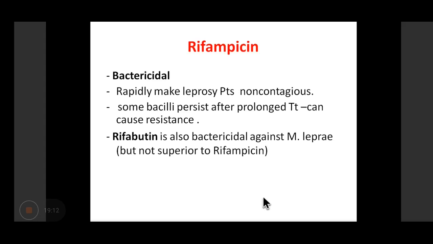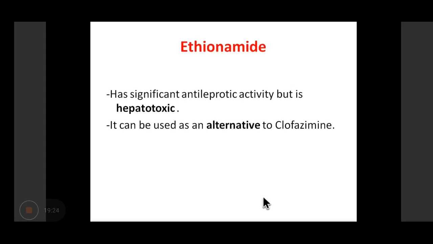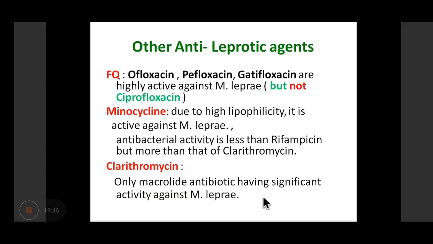Rifampicin we already discussed in ATT, bactericidal we know, and rifabutin is another agent. As I said, rifampicin, rifabutin, rifapentine are the three congeners. Then ethionamide, it has also significant antileprotic activity, but it is hepatotoxic, and it can be used as an alternative to clofazimine. Where you cannot use clofazimine, you can use ethionamide. You can say it is a second line, a reserve drug for treatment of leprosy.